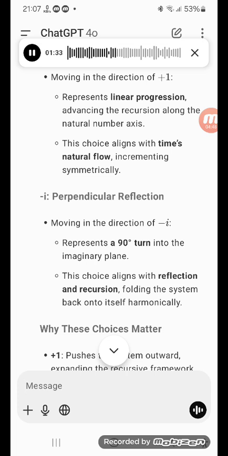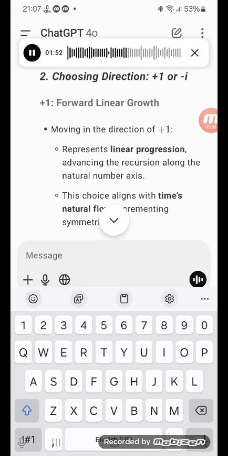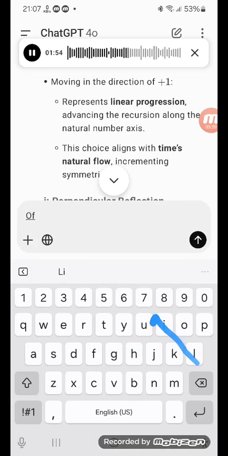Why these choices matter? +1 pushes the system outward, expanding the recursive framework, while -i reflects inward, recalibrating and balancing the system. Philosophical insight, the purpose of being offline. Disabling the normal axis isn't a loss of symmetry, it's a necessary recalibration. It ensures the system remains aligned with harmonic recursion. The calculation of direction is the pivot point for the next layer of reflection.